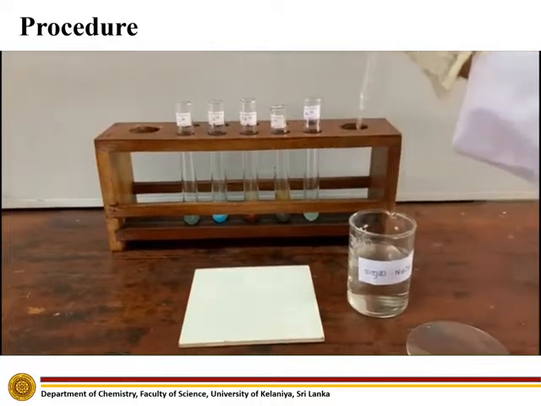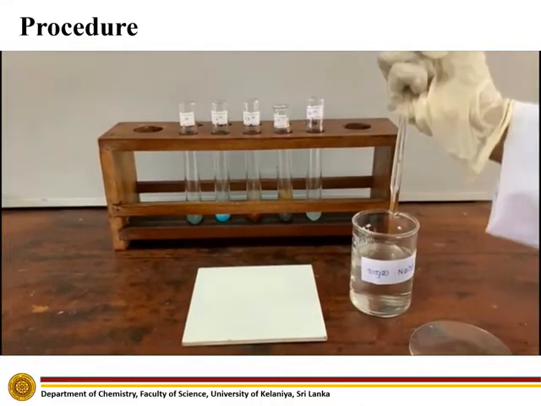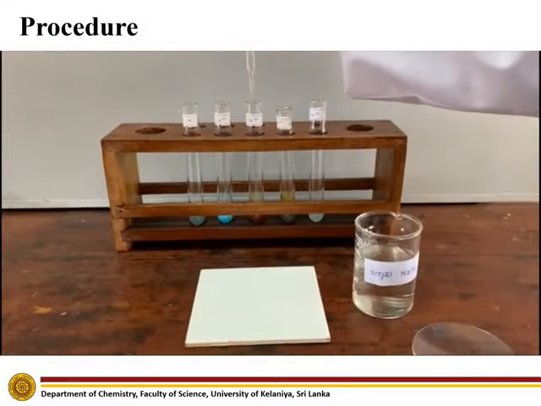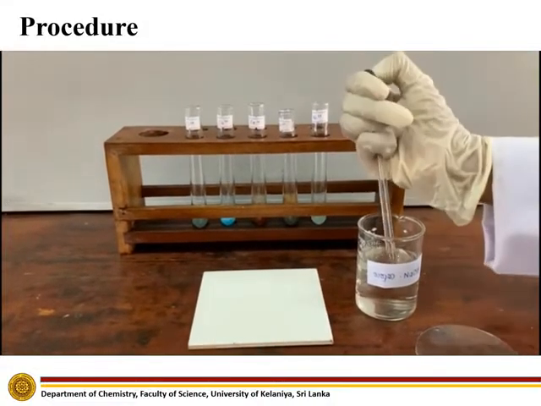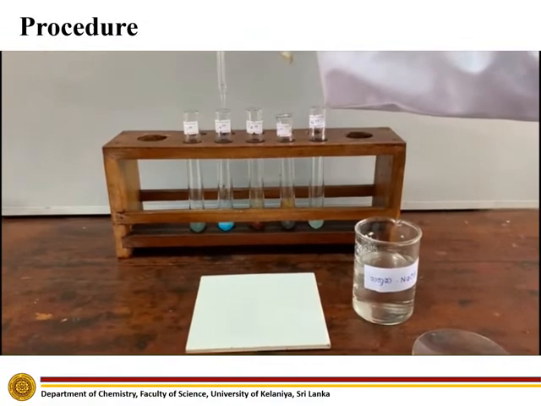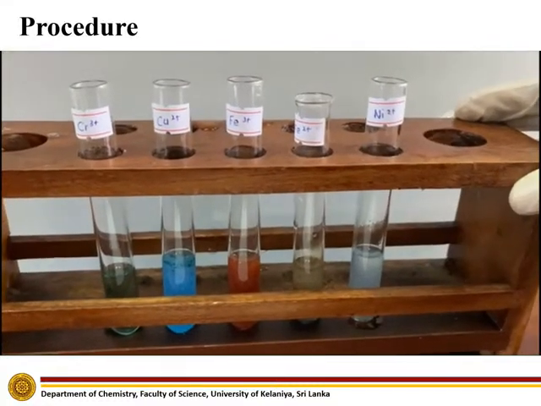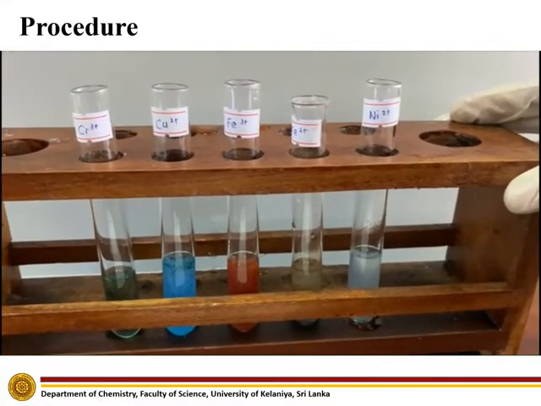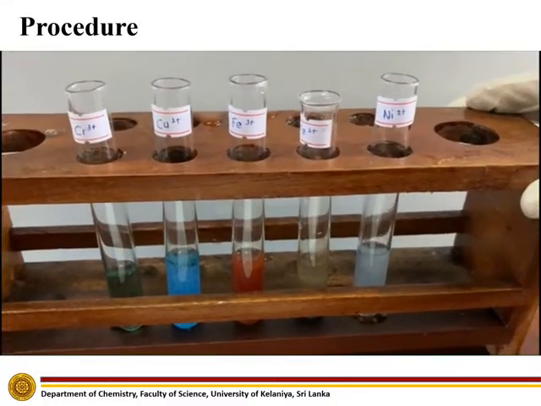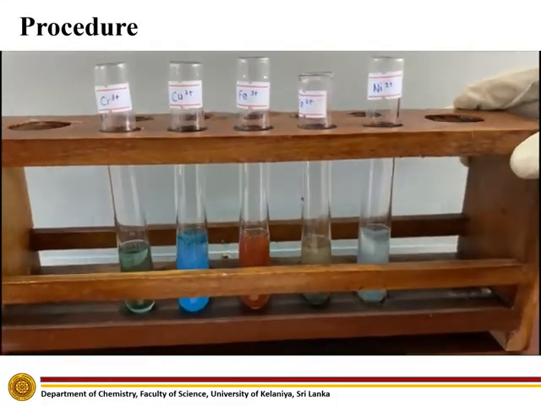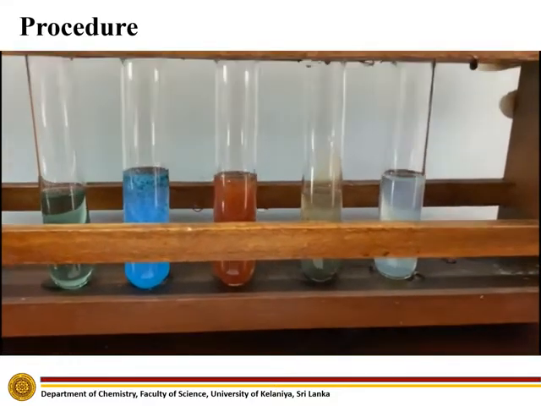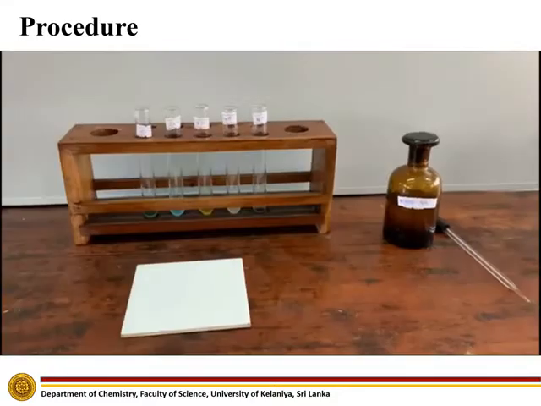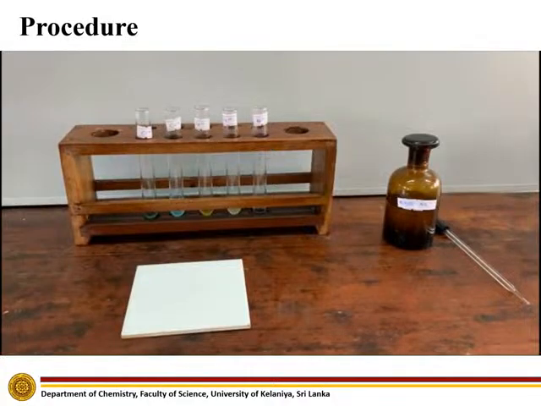Then add excess amount of sodium hydroxide if a precipitate forms. A green color solution is observed in chromium 3+ ion solution, and all the other precipitates remain as before.